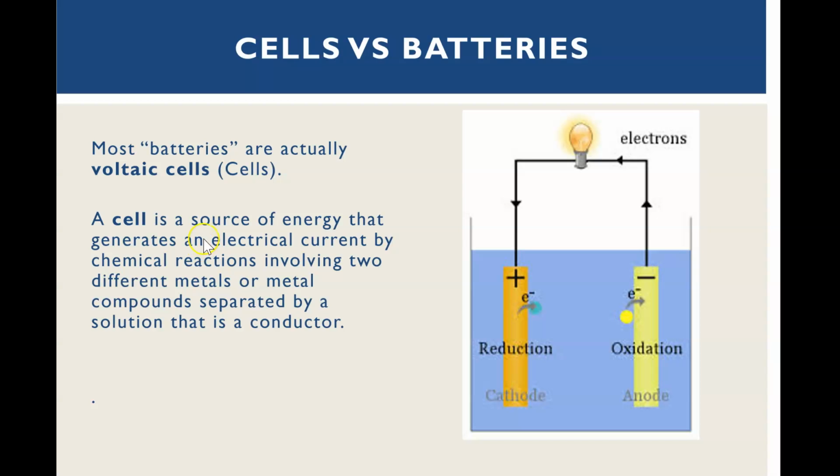So a cell is basically just a source of energy that generates an electric current by chemical reactions involving two different metals. They are definitely metals, but they're two different metals, and they're different because they have a different affinity for electrons. One of them is going to lose electrons, and the other metal is going to gain electrons, because one has a tendency to lose and the other has a tendency to gain.